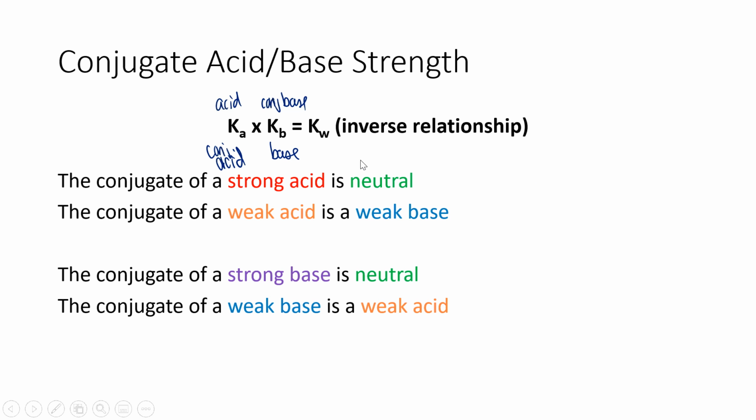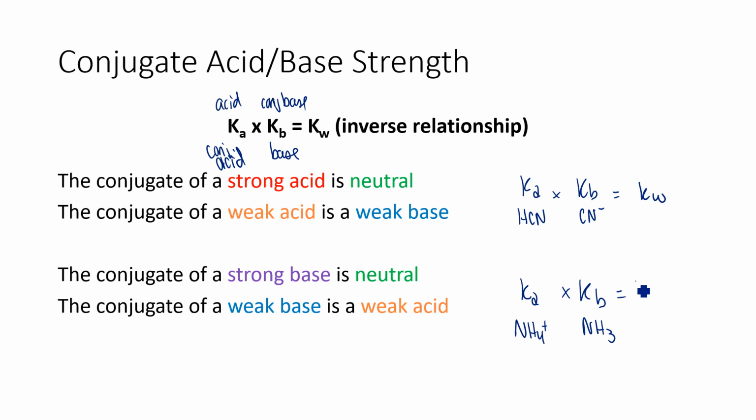But if you take the Ka of HCN and the Kb of CN minus, when you multiply those, you'll get Kw. Or if you take the Kb of NH3, a weak base we just saw, and the Ka of NH4 plus, they are going to multiply to give you Kw. Right now we're not going to use this equation. We're just going to talk about this relationship conceptually.